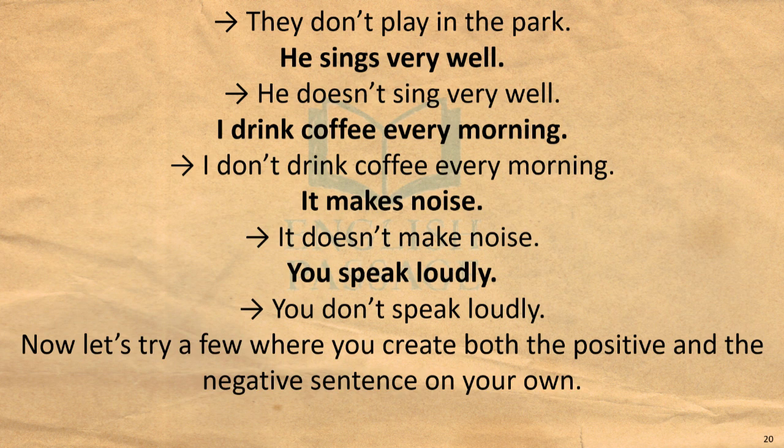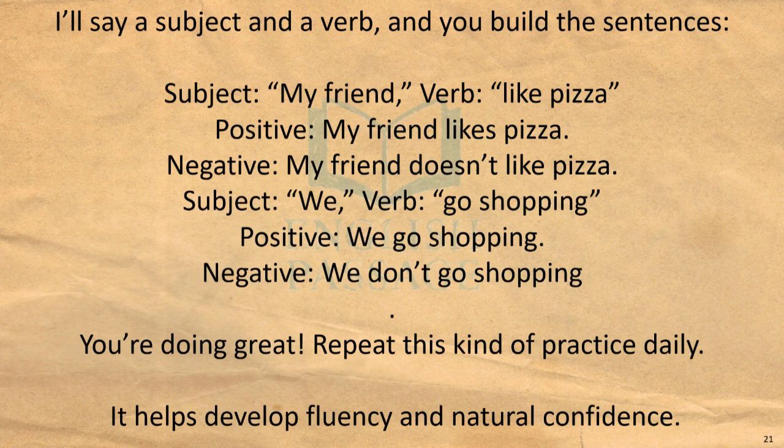Now let's try a few where you create both the positive and the negative sentence on your own. I'll say a subject and a verb, and you build the sentences. Subject: my friend. Verb: like pizza. Positive: my friend likes pizza. Negative: my friend doesn't like pizza. Subject: we. Verb: go shopping. Positive: we go shopping. Negative: we don't go shopping.